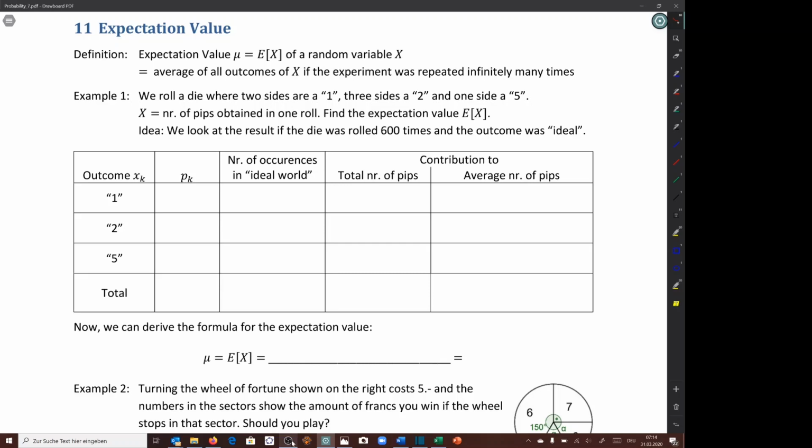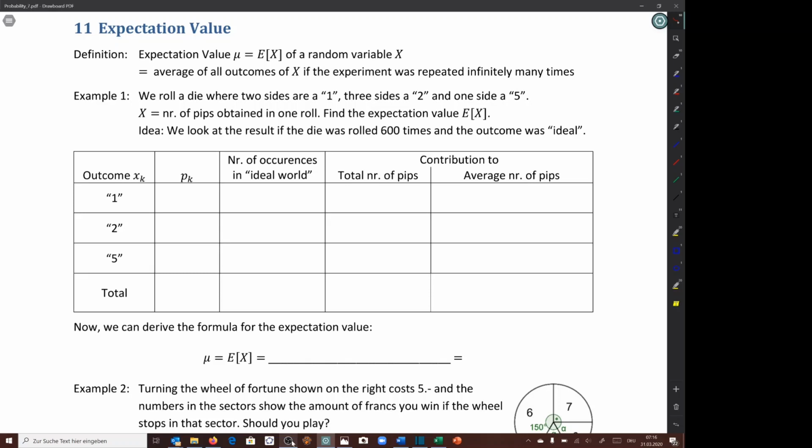We roll a die where two sides are a 1, three sides a 2, and one side is a 5. And let x, the random variable x, be the number of pips obtained in one roll. Now the question is to find the expectation value of this random variable x. So this means we have to find the average of x if we repeat this experiment infinitely many times.